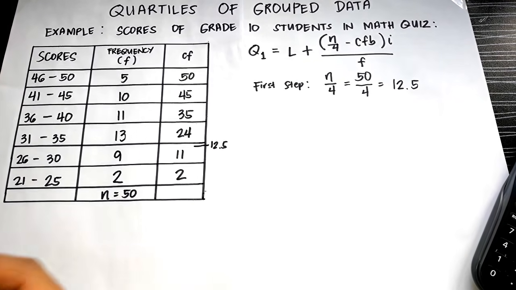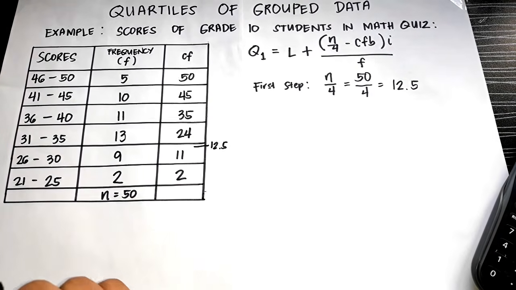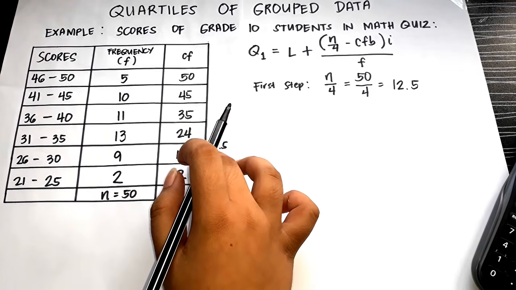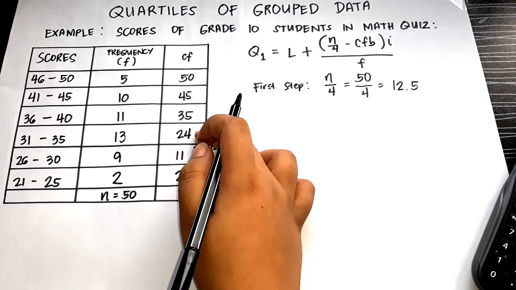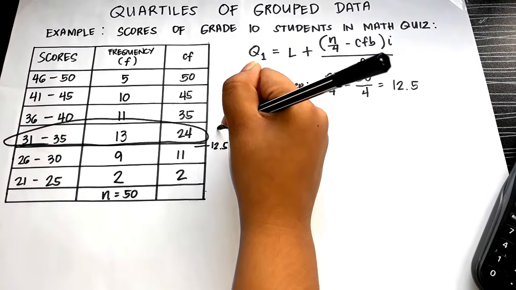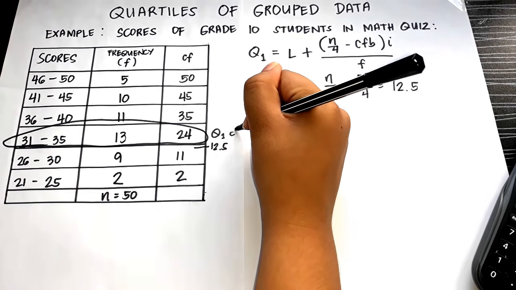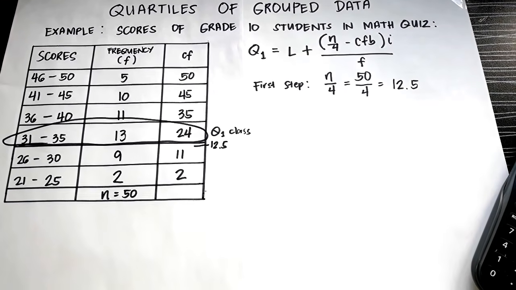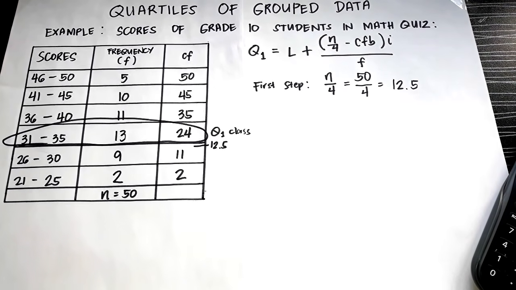We have to get our quartile 1 class. Now, if 12.5 ay nasa gitna ng 11 and 24, yung mas mataas na cumulative frequency, that will be our quartile 1 class. Ibig sabihin, doon po natin kukuhanin lahat ng values for our quartile 1 formula.